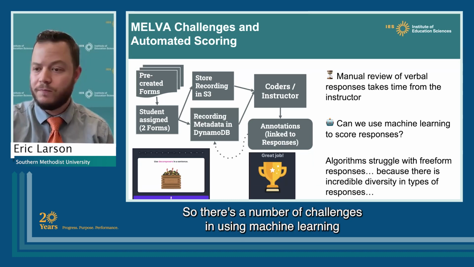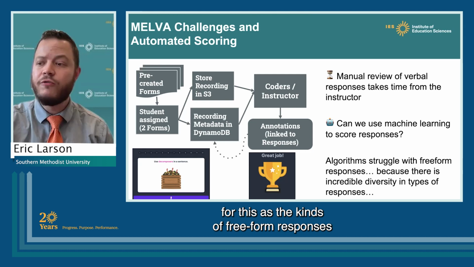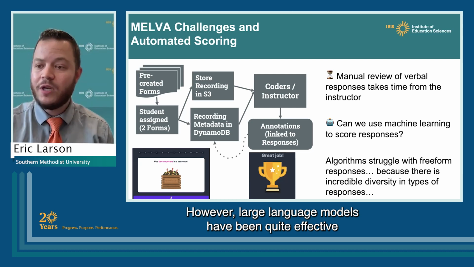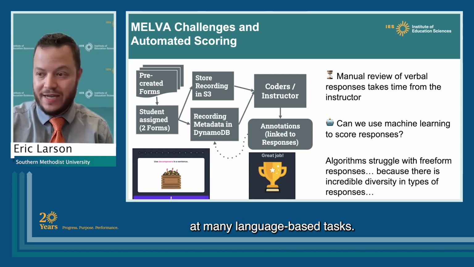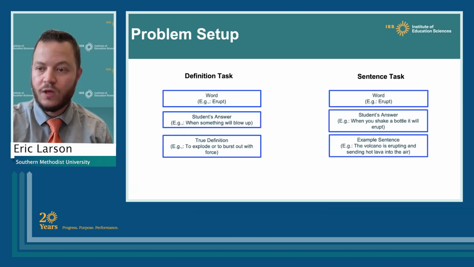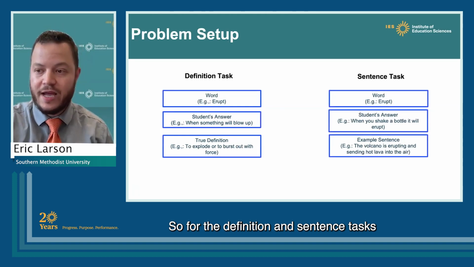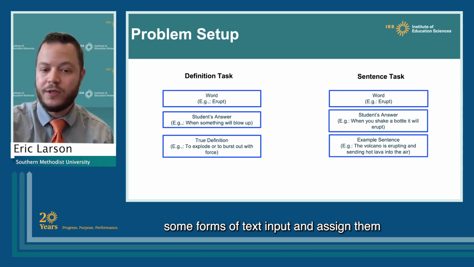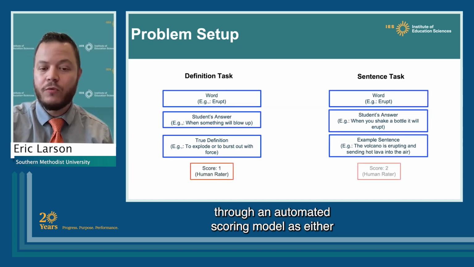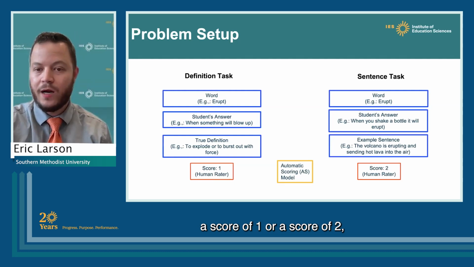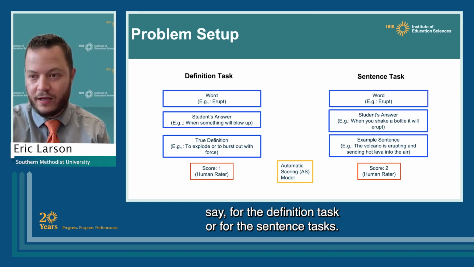There are a number of challenges in using machine learning for this, as the kinds of free-form responses that students provide are both numerous and diverse. However, large language models have been quite effective at many language-based tasks, and so we want to investigate their effectiveness. For the definition and sentence tasks, we want to take some forms of text input and assign them through an automated scoring model as either a score of 1 or a score of 2.